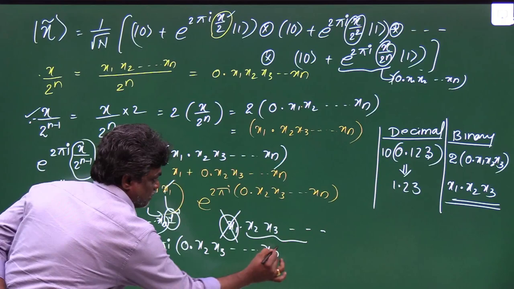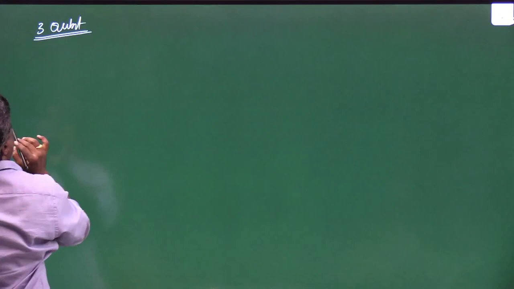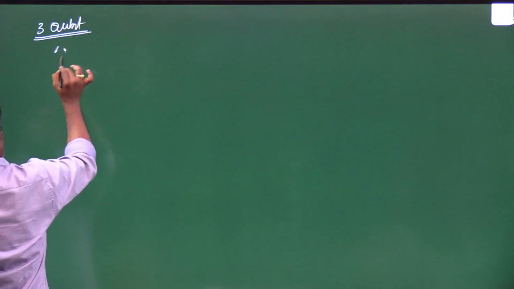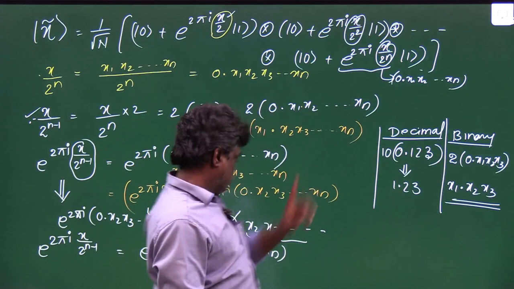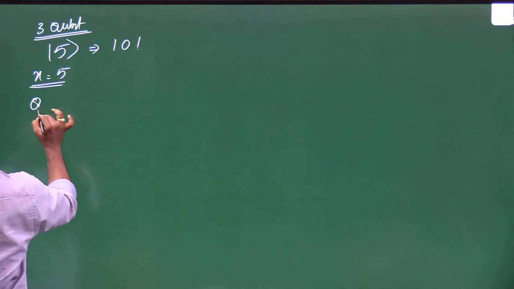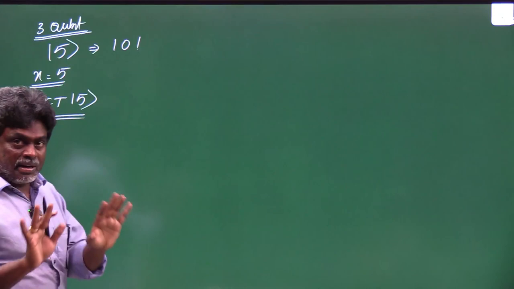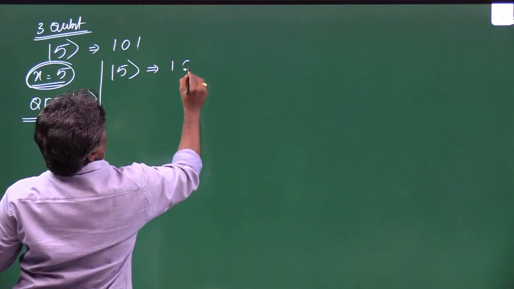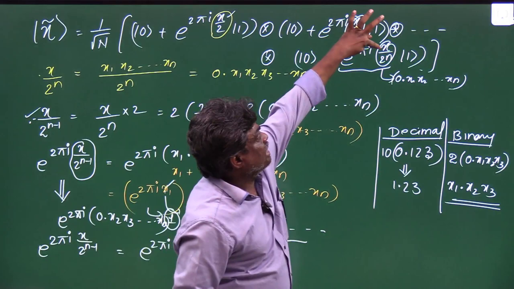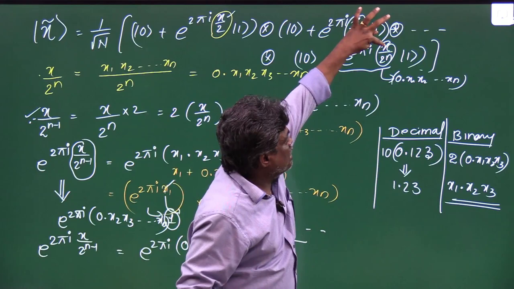I will explain one small example by taking 3 qubits. Then you will get clear, sir. 3 qubits. Okay, so take any number, sir. Shall I take 5 or 6, anything, whatever? 5, right, sir. 5 is nothing but 101. Now, maximum value is what? x by 2 power n. Now, here my x is 5, sir. That means I am finding the quantum Fourier transform of 5. This is my target. So, my x is decimal value 5, the equivalent binary form is 101. So, if I take x equal to 5 and n is 3 qubits, then could you please tell me what is this, 5 by 2 cube, right?